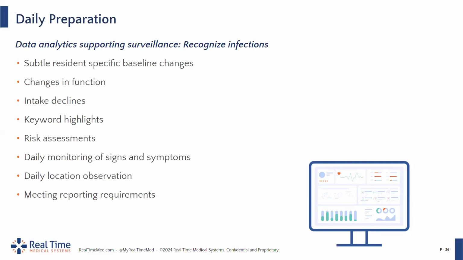So when you have your residents with your known infections, ask yourself the question right now, what are we doing extra to make sure that we do not have any additional decline for the resident in any of those injury areas or any risk area? What's your daily monitoring of your signs and symptoms of infection? Again, do that daily location observation.